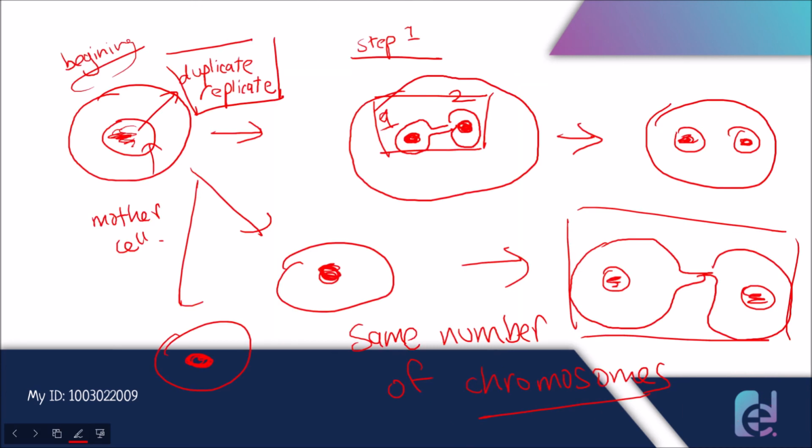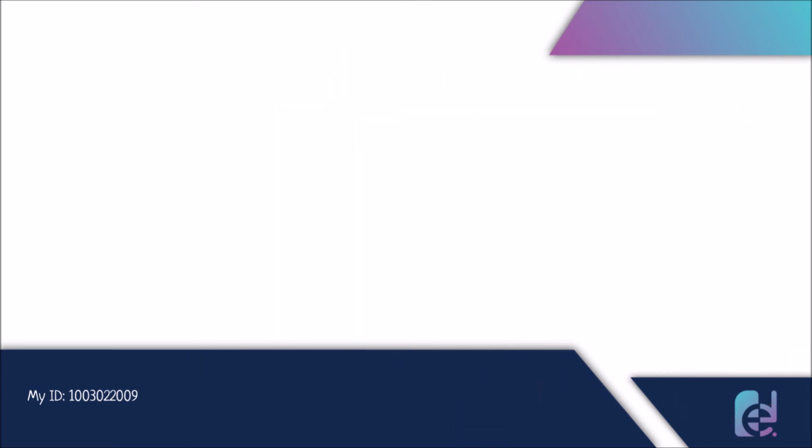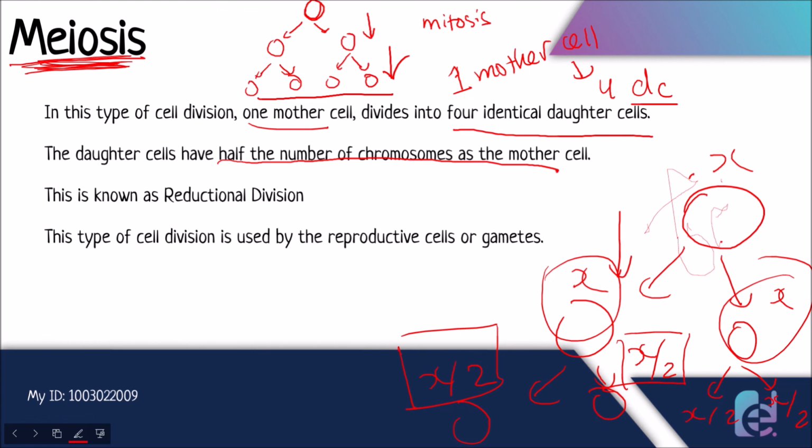So these are the 4 daughter cells in the end. Now this is known as reductional division. As the number of chromosomes get half, they reduce, and this type of cell division is used by the reproductive cells or gametes. I'll explain this in the next slide.